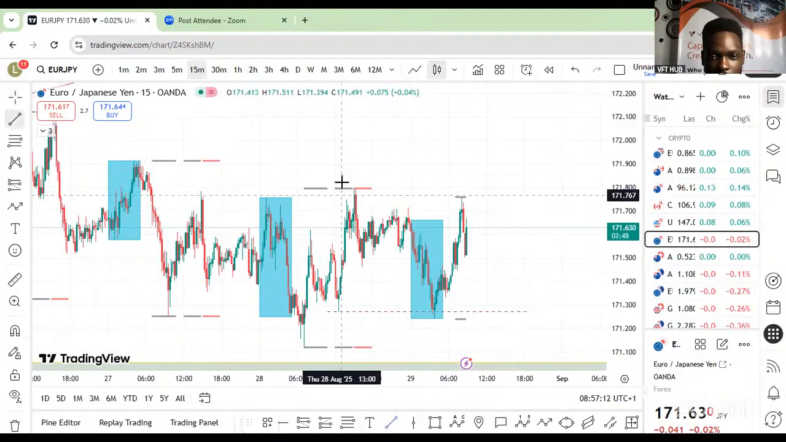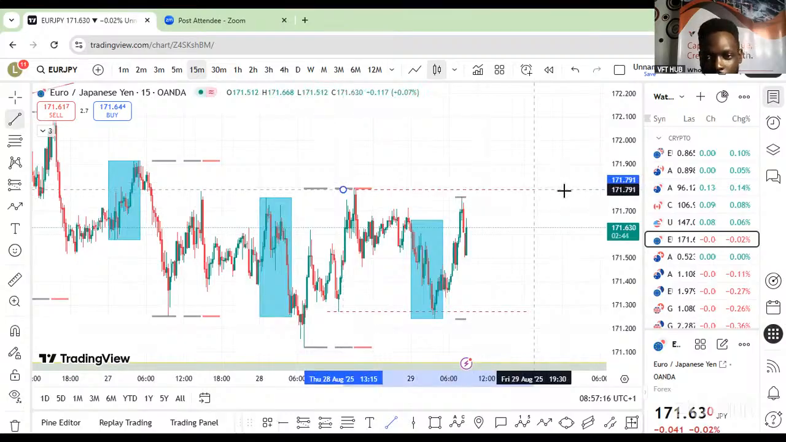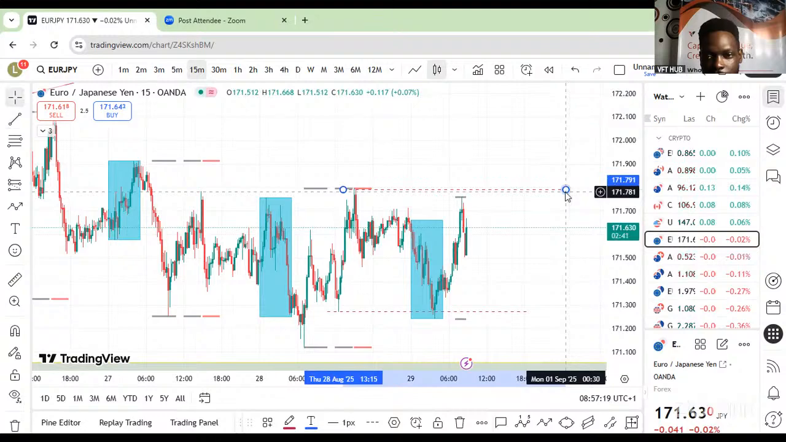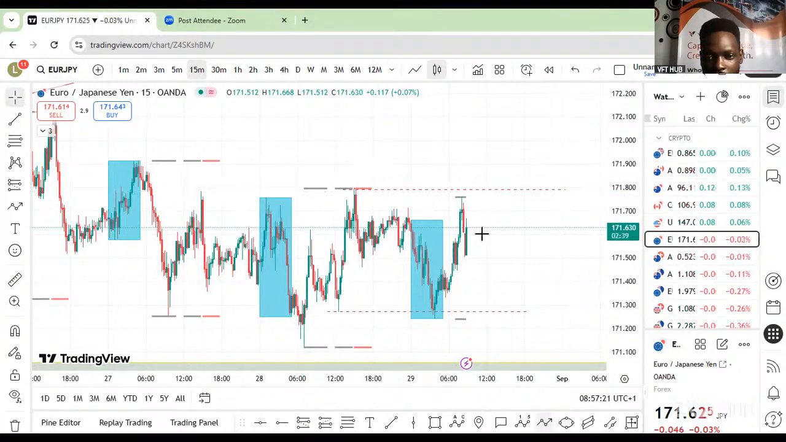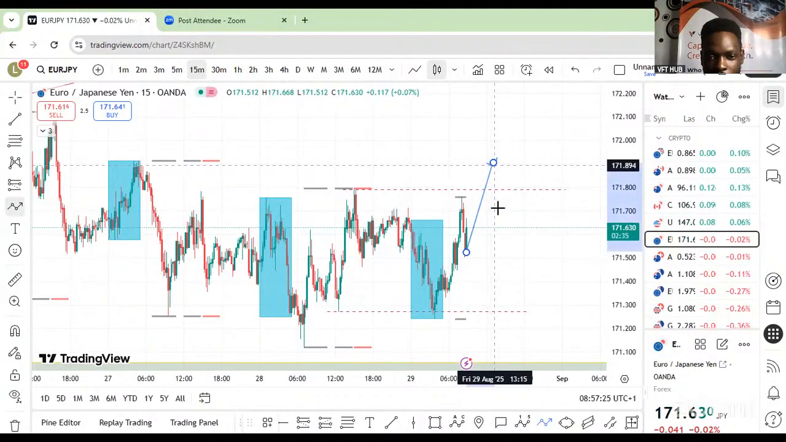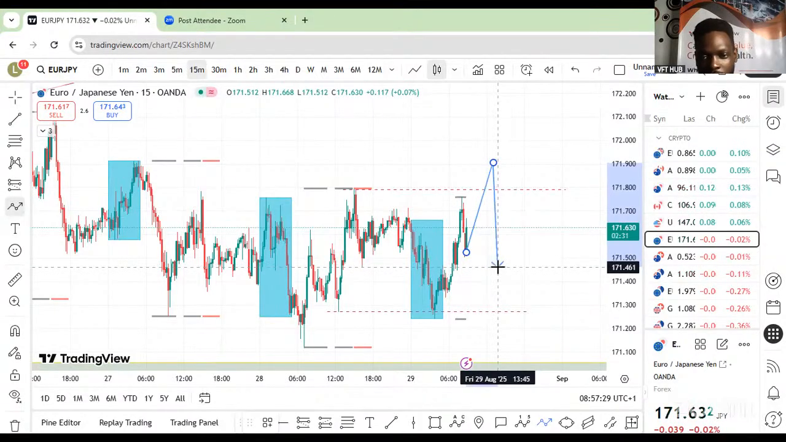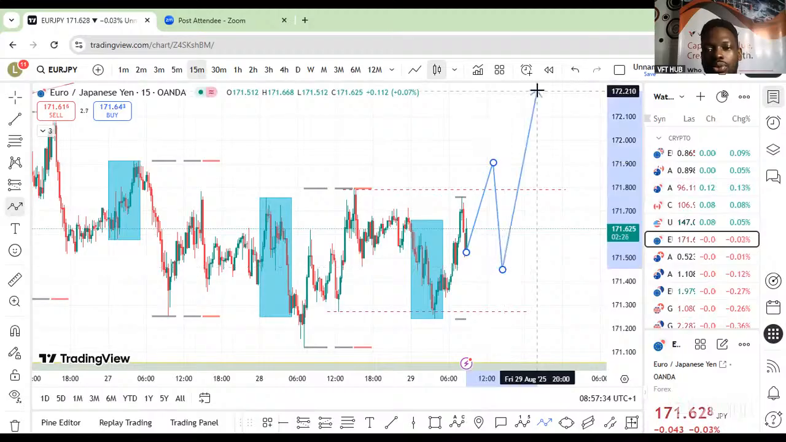Allow price to take out the liquidity level that we have at the top here. When price takes it out, we are going to have something like this play out. Price takes out this, then comes a little bit back and trades into the discount of that swing to the upside, and then you can now join from this point and follow through to the upside.